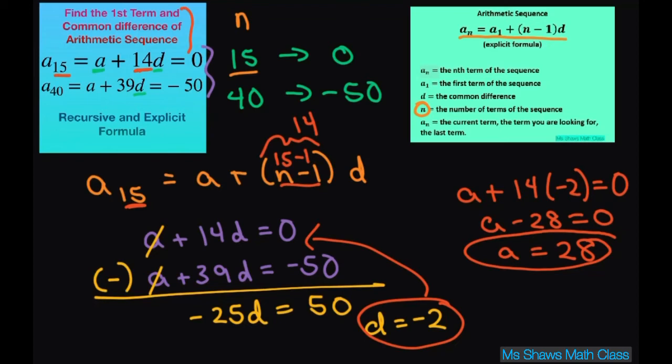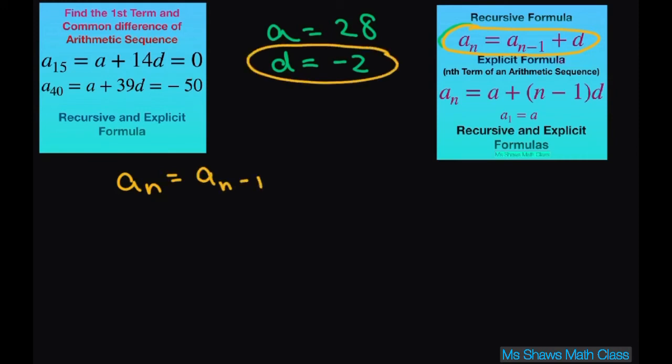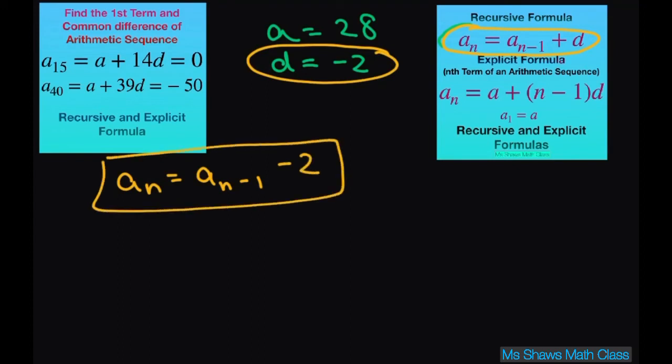Now we're going to write the recursive formula. All right, so a was 28 and our d was negative 2. So here's your recursive formula. You're going to write a sub n equals a sub n minus 1, and then just add your common difference, or in this case subtract it, so it's going to be minus 2. And that's how easy that one is.